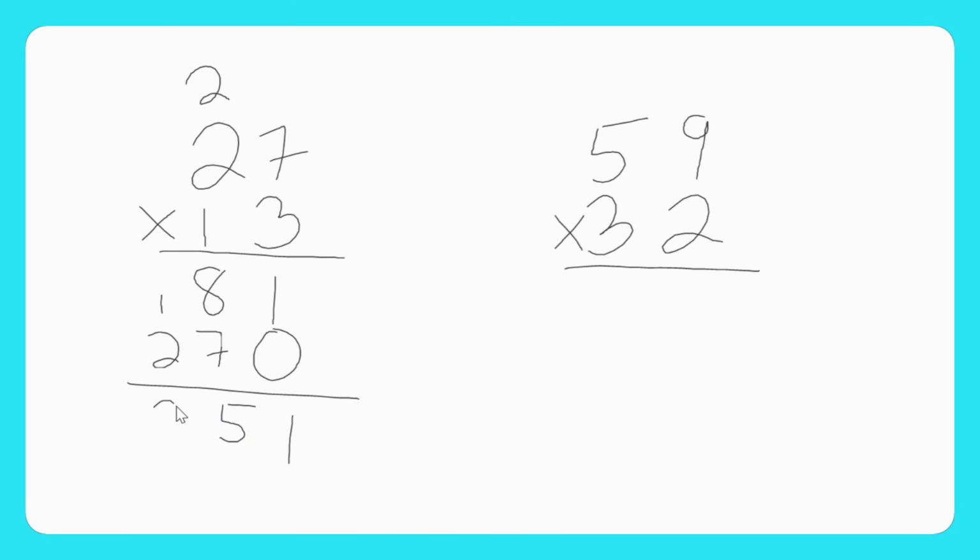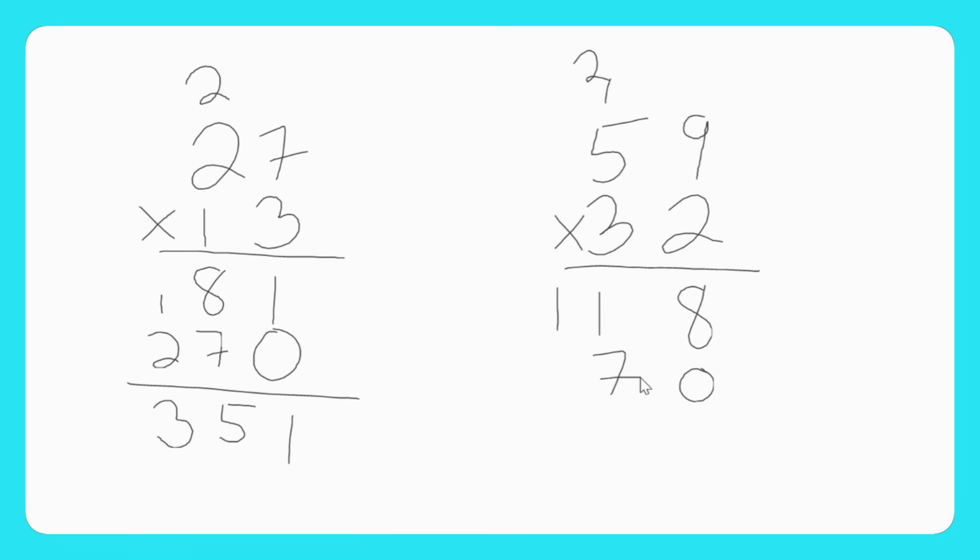On the second problem, I did 2 times 9 equals 18. I carried the 1 and recorded the 8. Next, I did 2 times 5 to get 10 plus 1 to get 11. There was nowhere to carry the 1, so it gets recorded as a 1 and a 1. Then I put down my 0 to hold my place value.